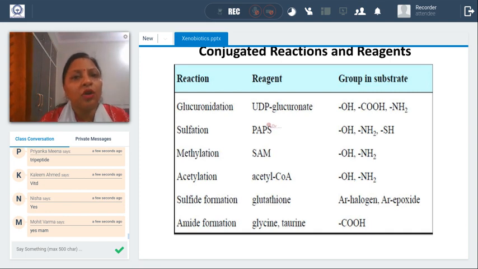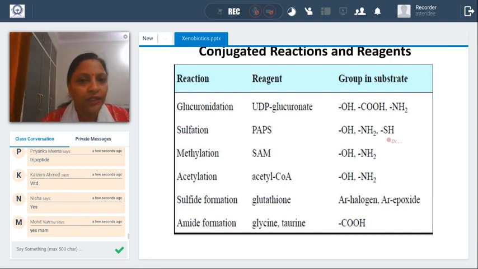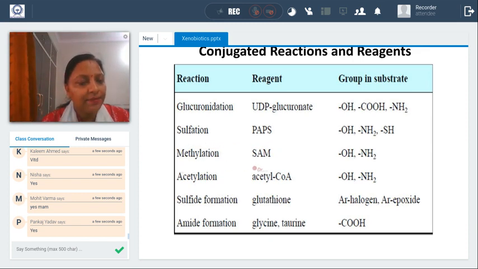Overall, conjugation reactions and their reagents. You can see here, these are the reactions, these are the reagents. Glucuronidation reagent is UDP glucuronate, and the groups are these. Sulfation, PAPS, you all know. In methylation, SAM. Acetylation, acetyl coenzyme A. Sulfide formation, glutathione. Amide formation, glycine and taurine.